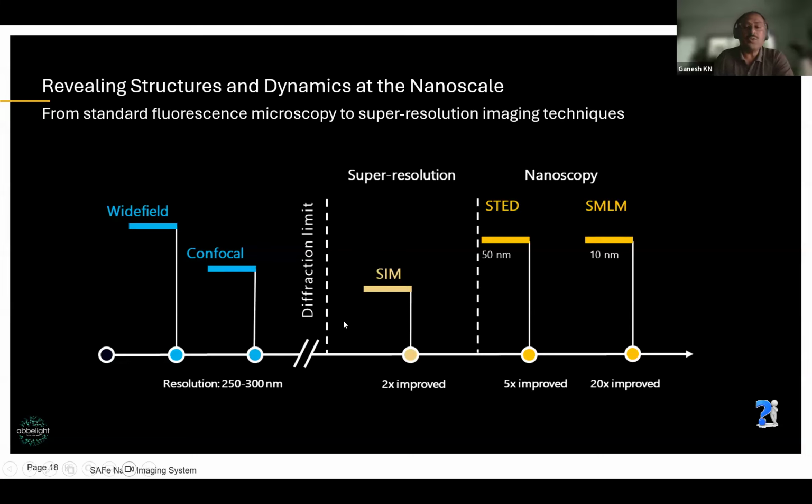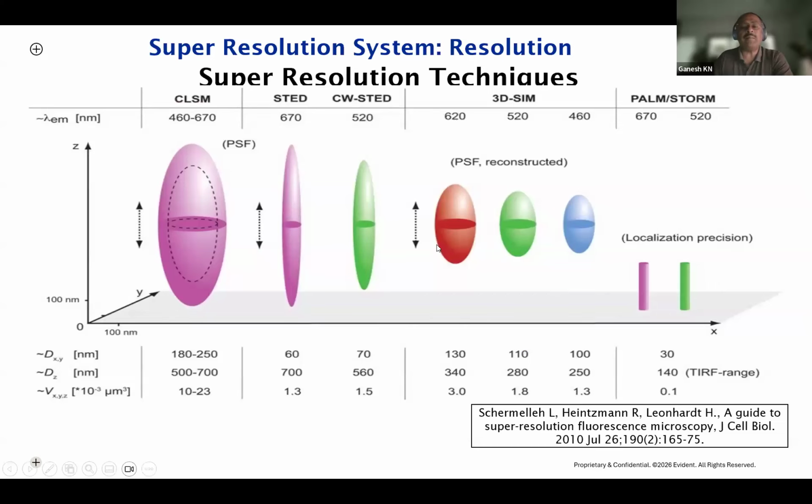SIM is called structured illumination, which was giving around 120 nanometers, a 2 times improvement compared to the confocal microscope. If confocal is 250 nanometers, a SIM would have given 120 to 130 nanometers. STED was giving 50 nanometers, and single molecule localization microscopy was able to do a localization precision of 10 to 15 nanometers. If you look at it broadly, you can categorize it into different techniques.